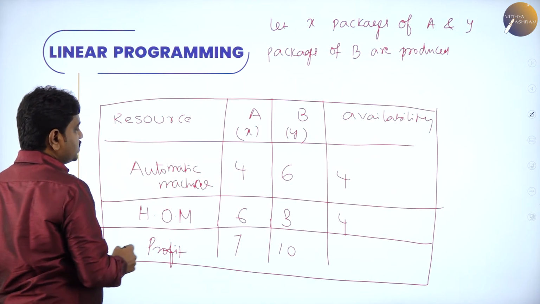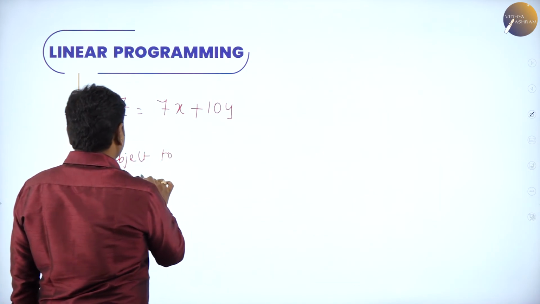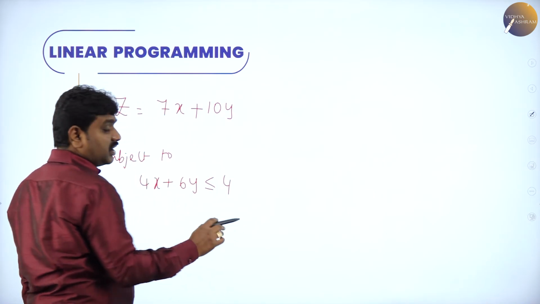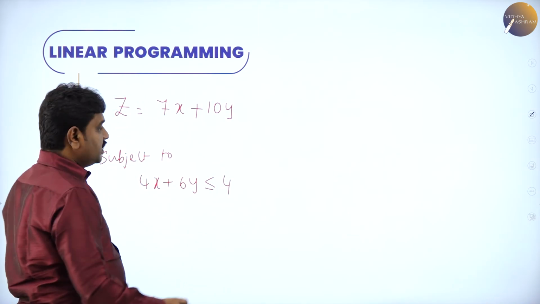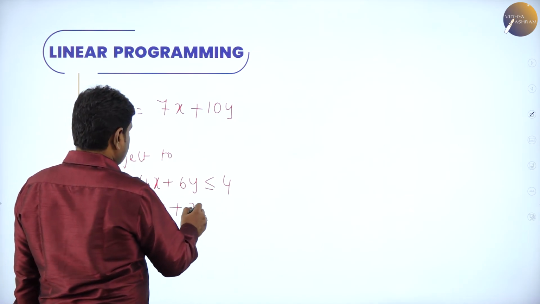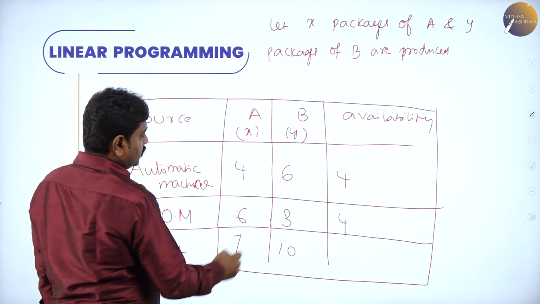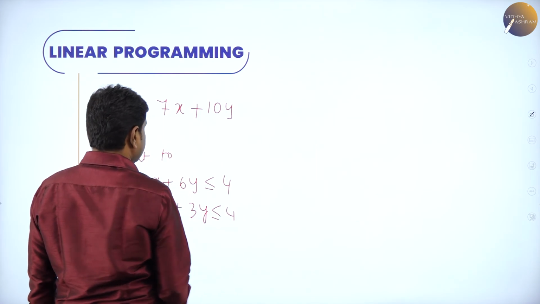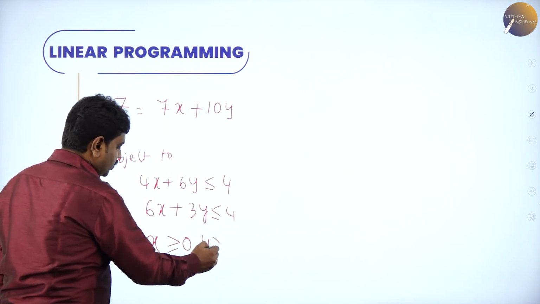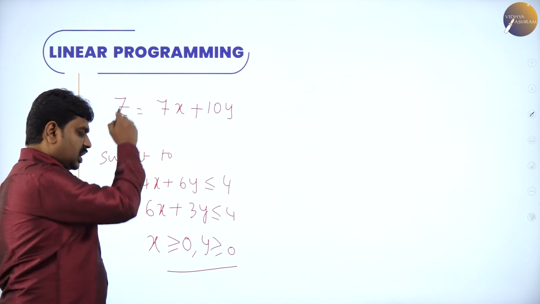conditions. What are the conditions? 4x plus 6y should be less than or equal to 4, because machines are not available more than 4 hours. And the next one is 6x plus 3y less than or equal to 4. So these are the things. And the number of packages X should always be greater than or equal to 0. In any problem, we get these non-negative constraints.